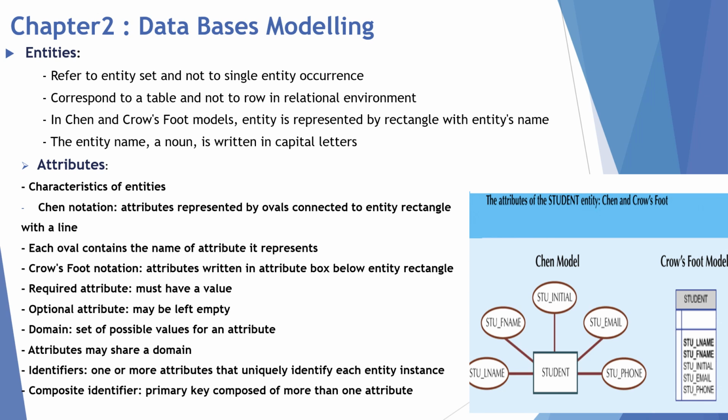Here we are going to see two models, which are two different representations: the Chen model and the crow's foot model. So for the Chen model, we have, for example, the attributes which are put in ovals, and the student entity. In the crow's foot model, the entity is represented by a rectangle where the attributes are put in.